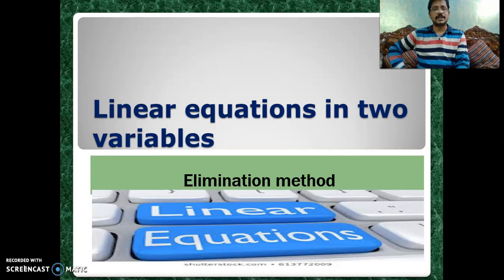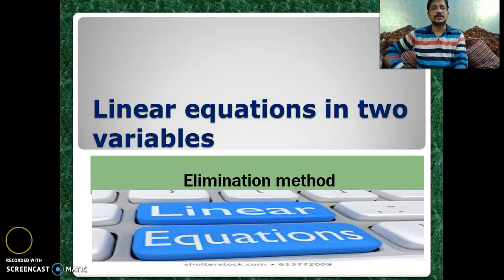In this scenario, you are going to learn about linear equations in two variables by using the elimination method, how to solve the linear equations. As you know, the general form of a linear equation is ax plus by plus c equal to 0. There are basically three kinds of systems of equations. One is dependent equations. Second one is consistent equations. Third one is inconsistent equations. Whatever kind of equations it may be, how to solve these equations? There are so many methods. Among those, one of the methods is the elimination method. We are going to learn about the elimination method.